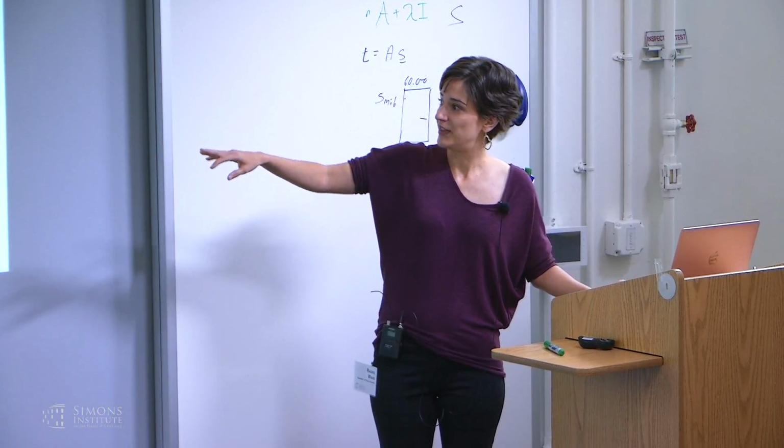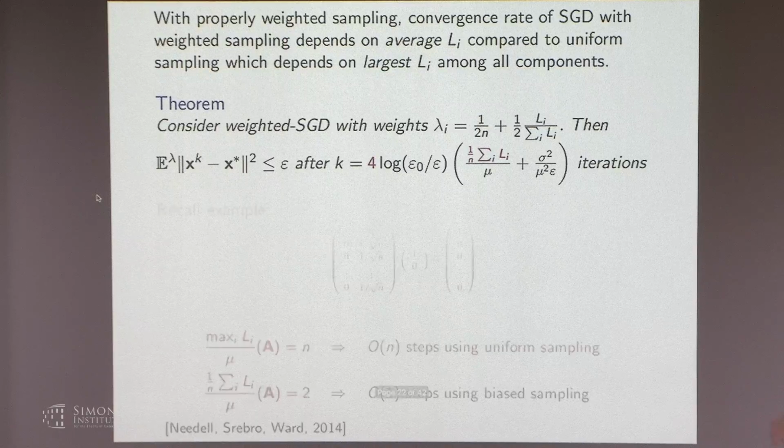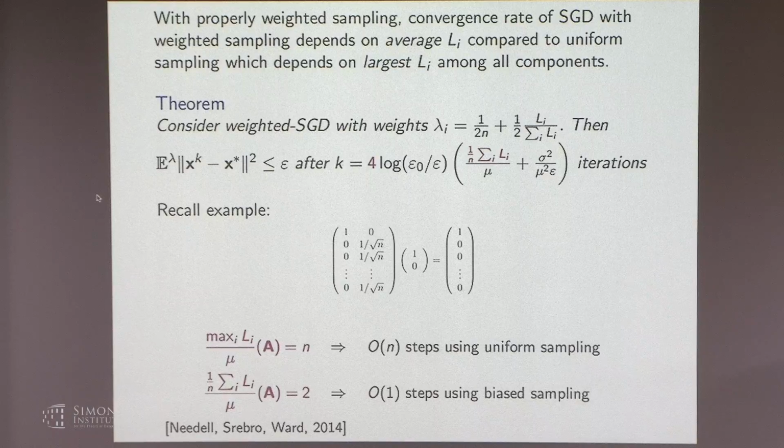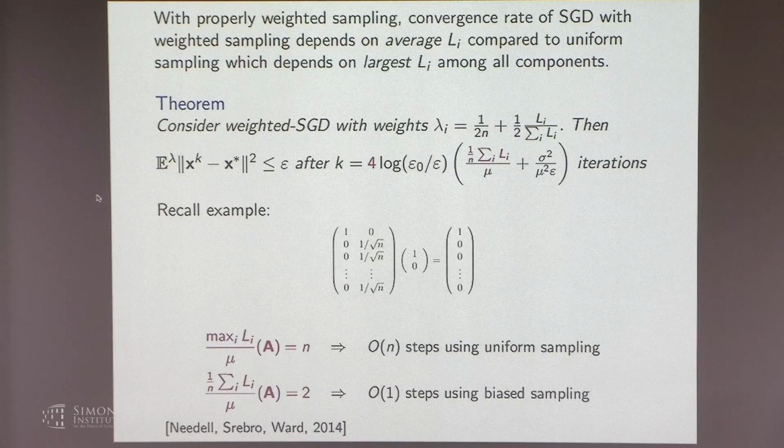But just as the theory says, with this weighted sampling the convergence rate can, in the worst case, be improved by a factor of n. Sorry, that's not quite right: the rate goes from depending on the worst Lipschitz constant to the average Lipschitz constant. Like in the example I showed before, instead of needing on the order of n iterations of stochastic gradient descent to converge, with properly weighted sampling you only need on the order of 2 or 3. With importance sampling, we're going to pick that first row with constant probability, and then we're going to be fine. So the convergence rate can improve by a factor of n, where n is the number of component functions, and this is reflected in the experiments.